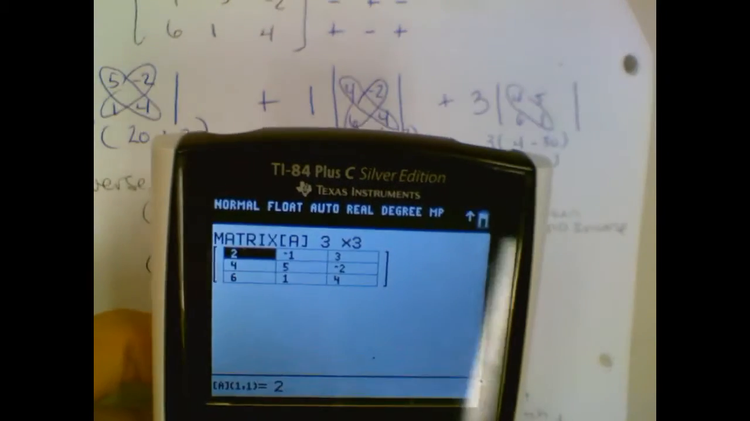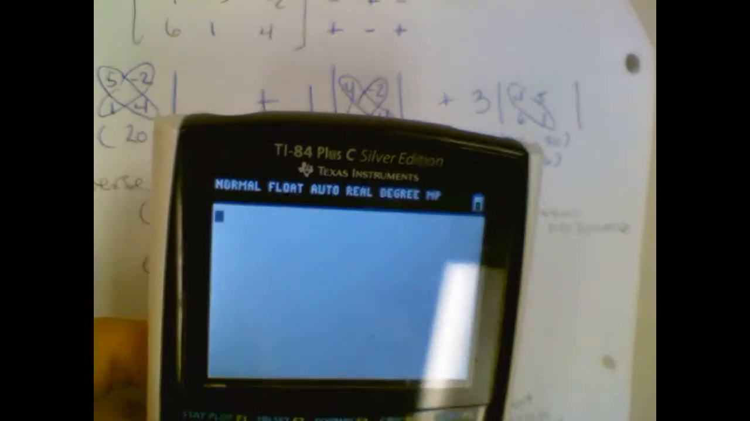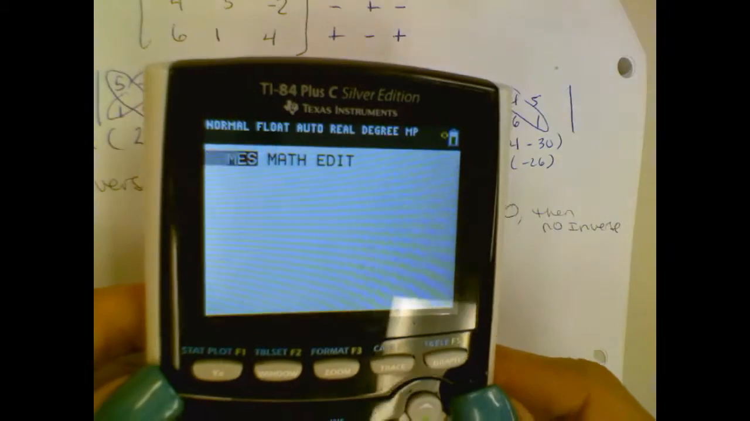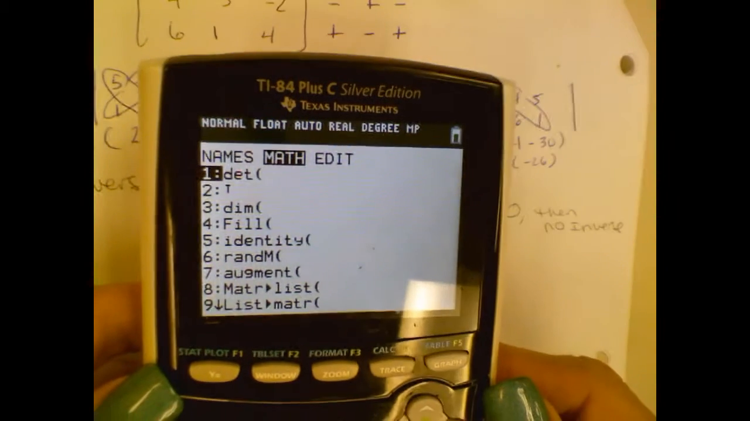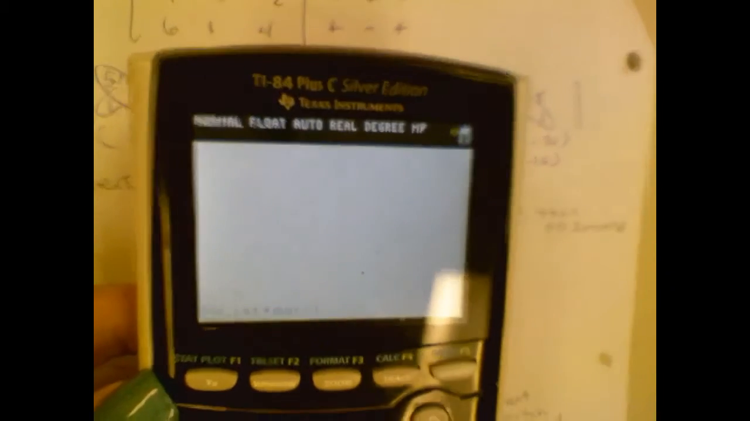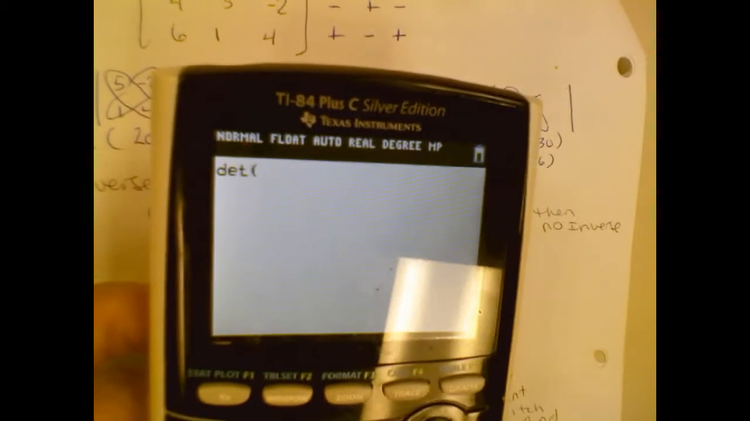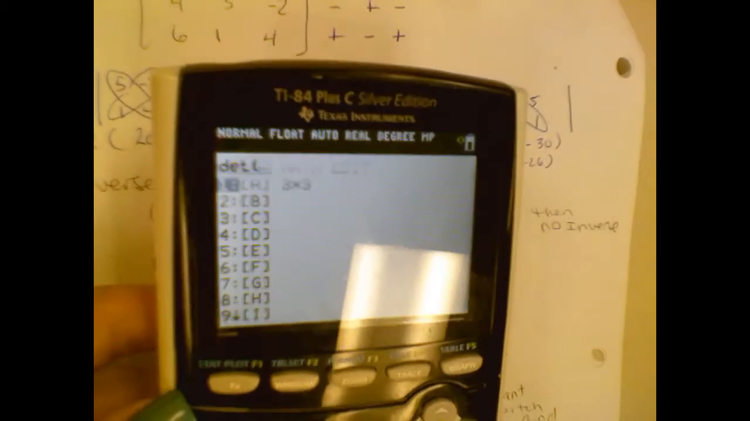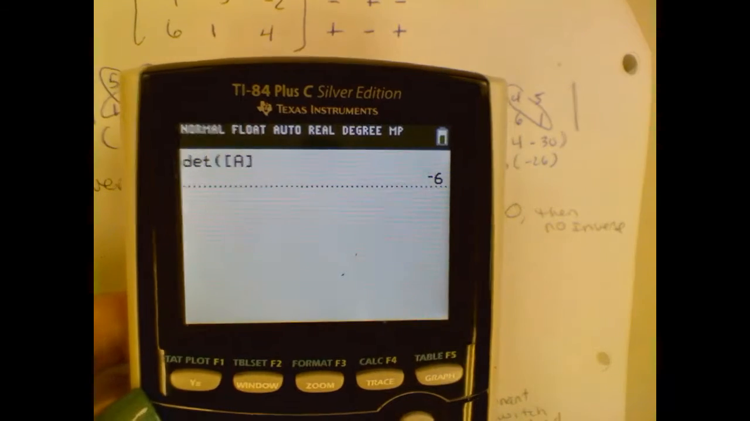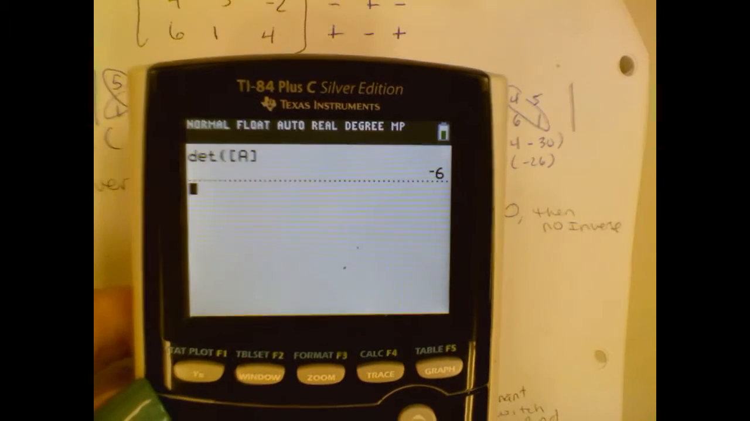After you do that, press second mode to quit, and press second matrix. Go over to math. And right there, number 1 says DET, that's determinant or value. Press 1. Press second matrix again. Press 1 again. So it'll say determinant of matrix A. And your answer is -6. Do you guys understand that?